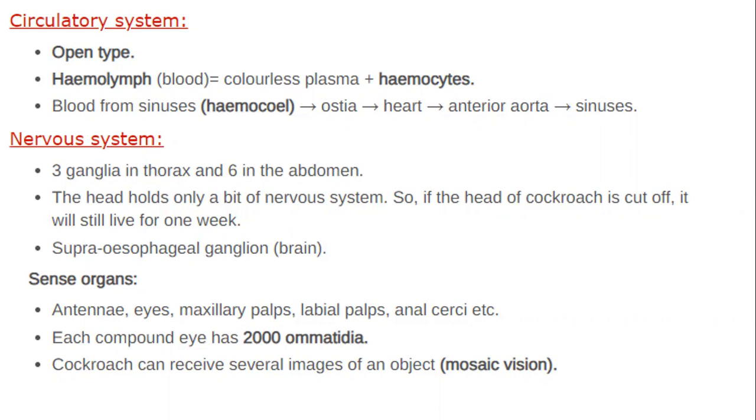Therefore, it is known as supraesophageal ganglion. That is the brain. The brain is known as supraesophageal ganglion. Only a bit of it is present in the head.